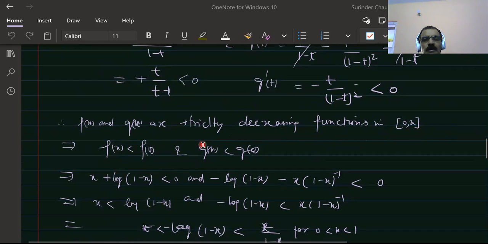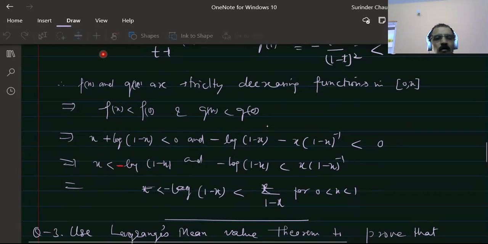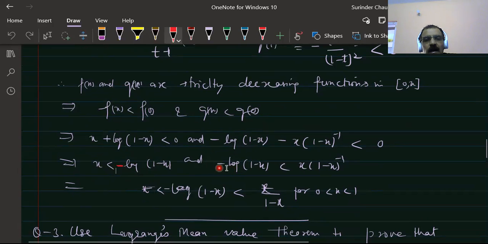If it is decreasing, and x is between 0 and 1, then by the definition of decreasing, f(x) is less than f(0) and g(x) is less than g(0). Substituting the values, f(x) is less than 0 and g(x) is less than 0. After substituting, we get x is less than log of, minus log of, taken to the right-hand side, minus log of x minus t, and the minus log of this.